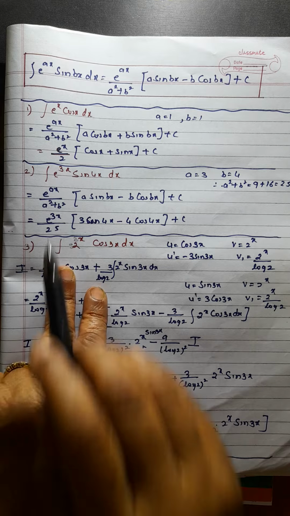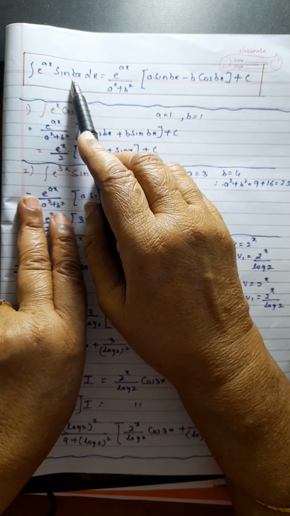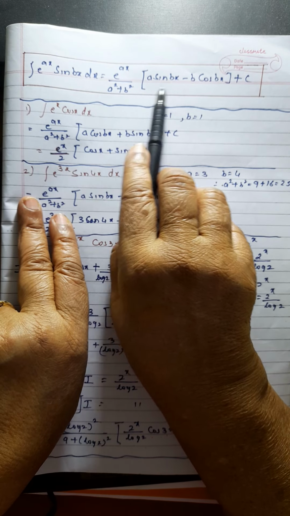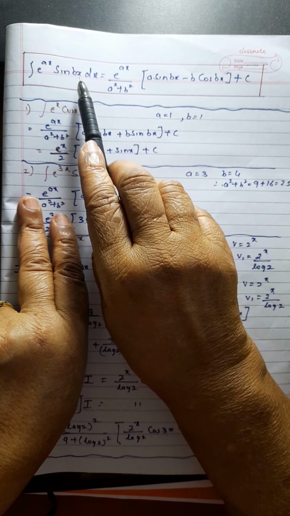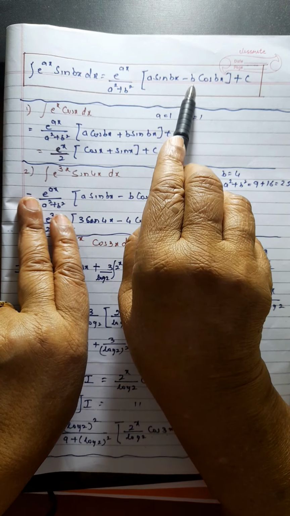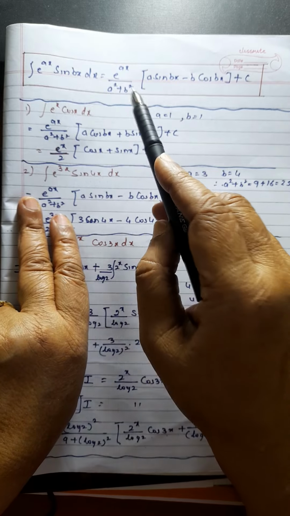Now this last page, we have done it for e raised to x cos bx. Now it is for sin bx. This formula also you will have to remember. So the formula is this. Purposely I have not solved this problem. You solve it yourself. With this same method, you have to do integration by parts twice. You will get this answer. You make practice so that you will be perfect in this and the previous also.